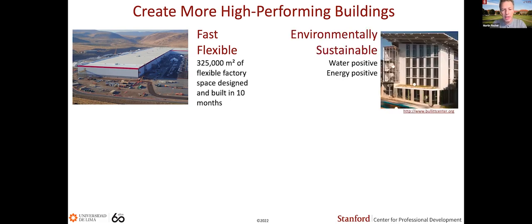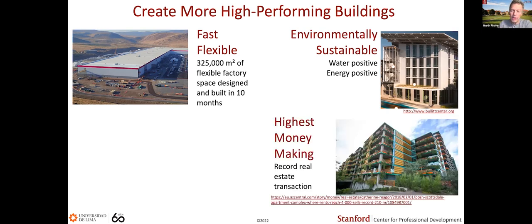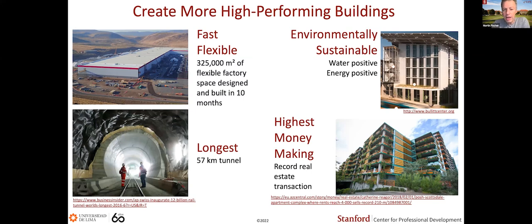Or this office building in Seattle, they wanted it to be water positive and energy positive, so an extremely strong environmental performance. Or this multifamily housing project in Arizona was very sustainable, but also then turned into the largest money-making real estate deal in the States' history. So very high economic performance, plus strong environmental performance. Or in my home country, Switzerland, the longest railroad tunnel through the Alps is another kind of high performance. So then, of course, many more parts of high performance, and you will see more examples.